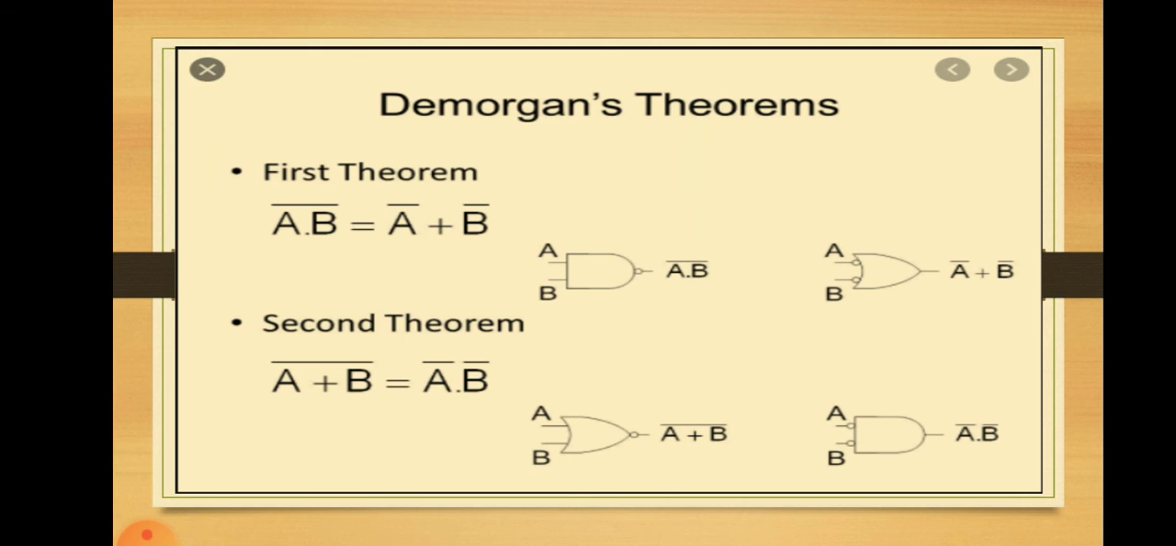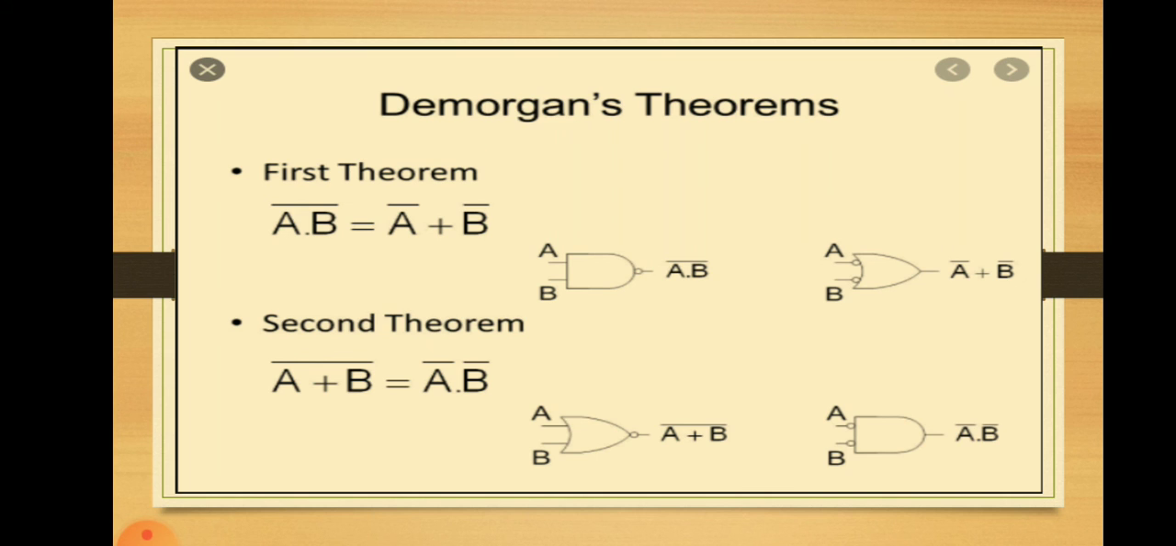Then De Morgan's theorem. There are two types of the theorem. First theorem: (A · B)' is equal to A' + B'. This is the first theorem. This is the diagram of De Morgan's theorem. A B is the input, (A · B)' is an output, and A' + B' is an output.